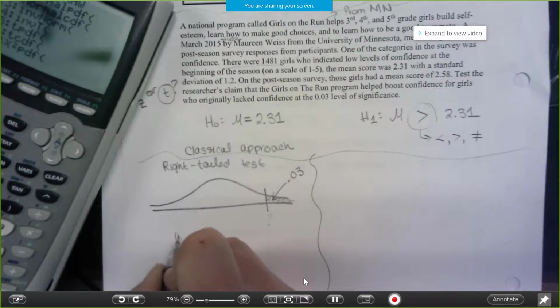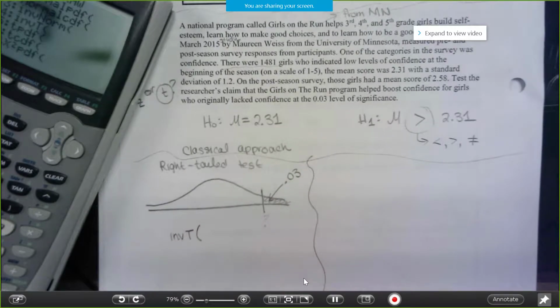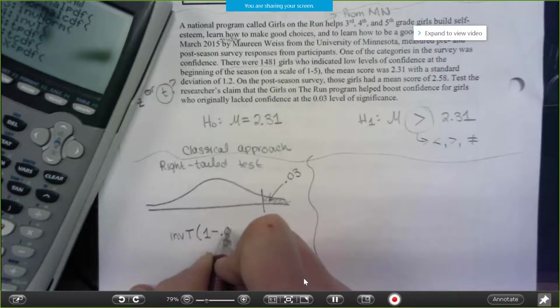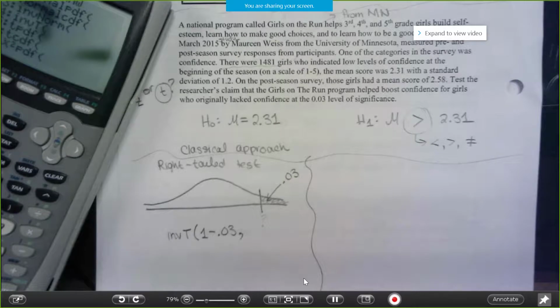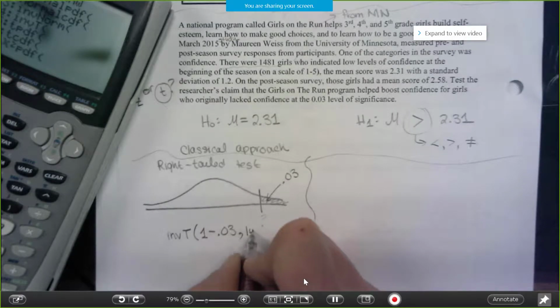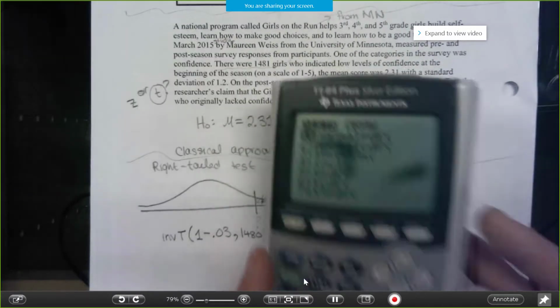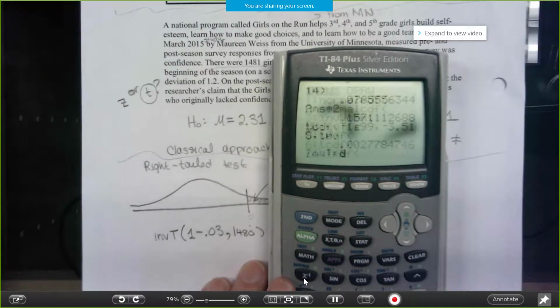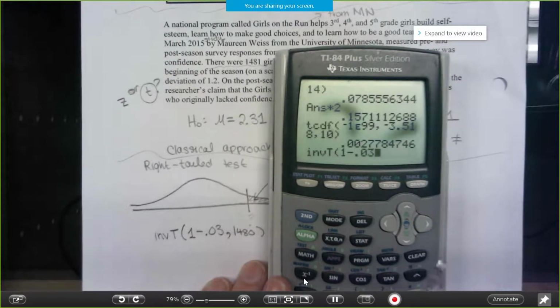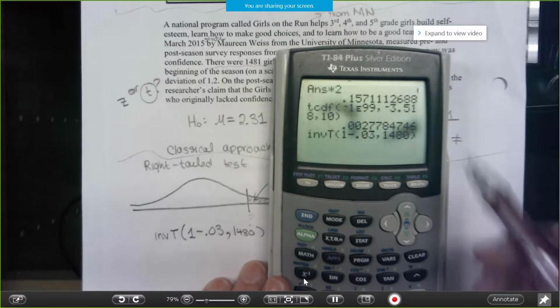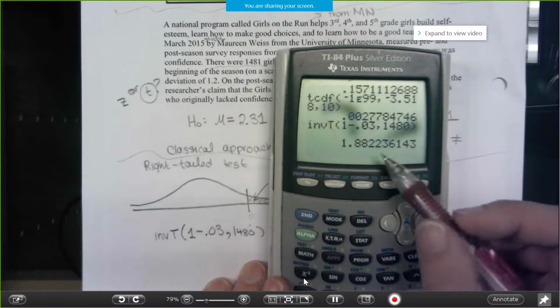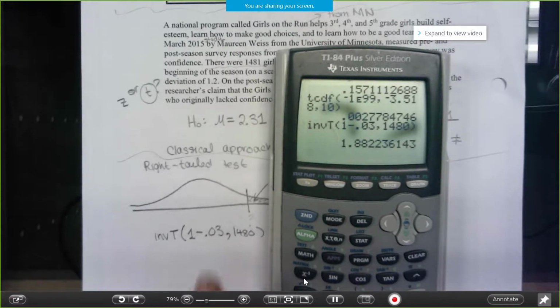And so I'm going to do INVT, but remember we have to put area to the left. So what's area to the left? 1 minus that. And then degrees of freedom would be what? 1480. So about 1.88.